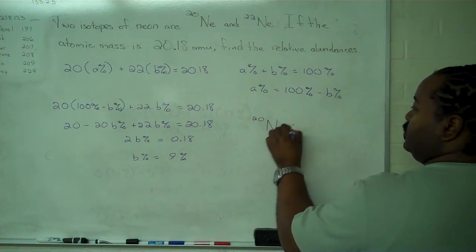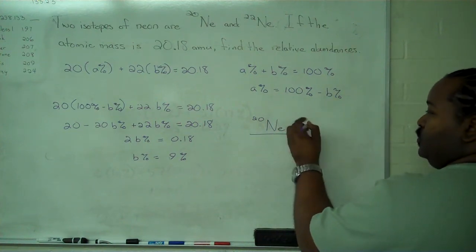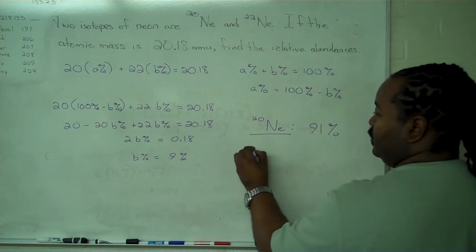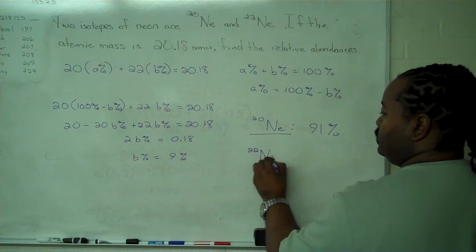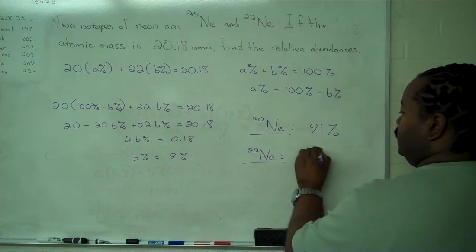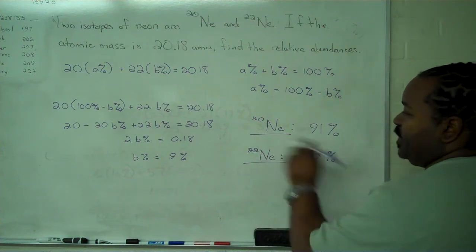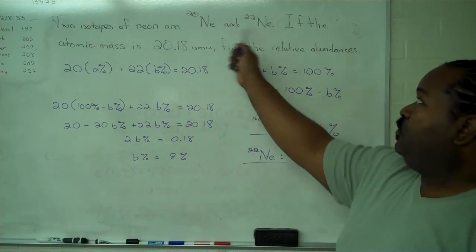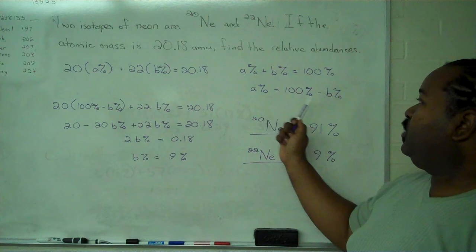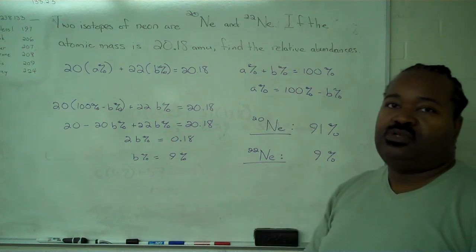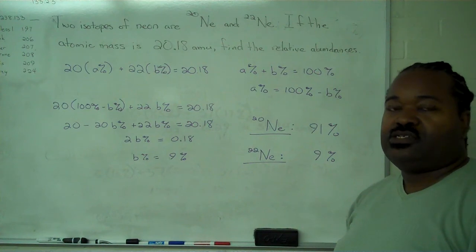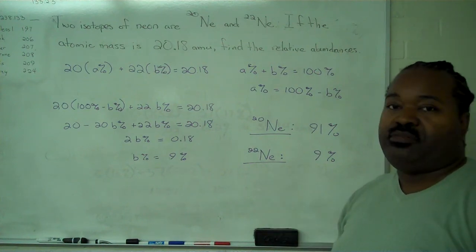For neon-20, we should see 91%, and for neon-22, 9%. So this is how we can use the fact that we know that the relative abundances must add to 100 to allow us to determine a relative abundance for each isotope once we have an atomic mass to work with.